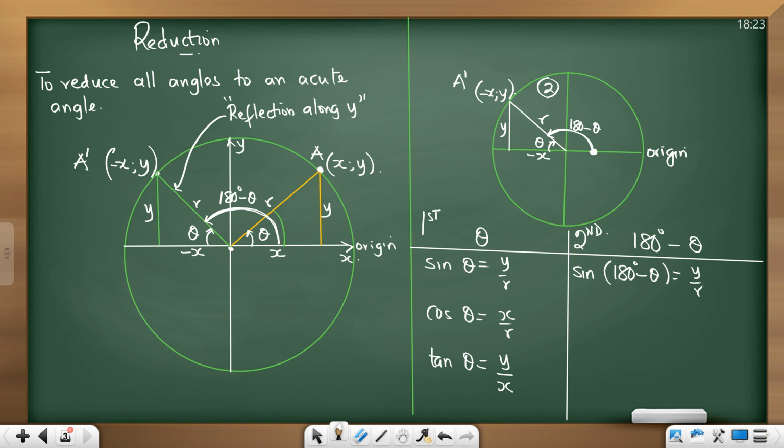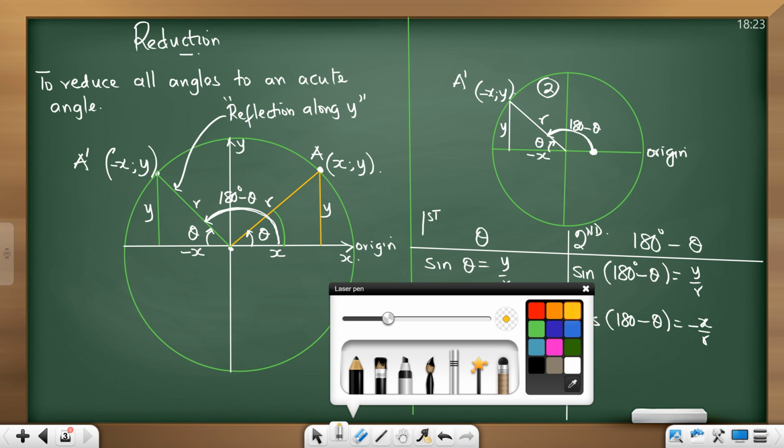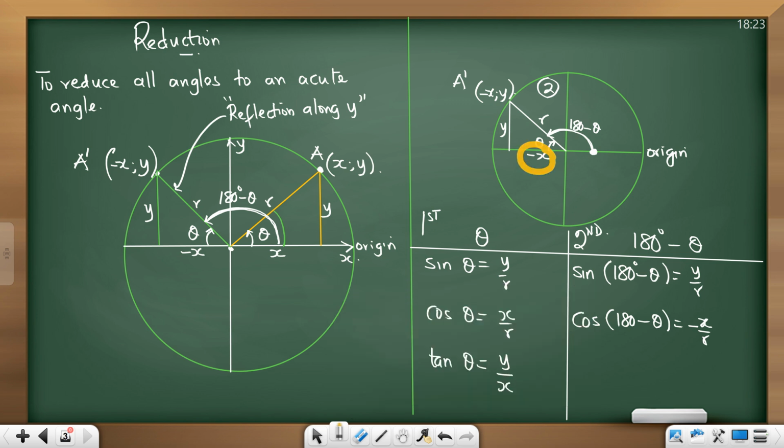Okay, something interesting here. What about cos 180 minus theta? It is x over r. But what is my x in the second quadrant? It's negative. Let me know if that makes sense. Sine theta is y over r, cos is x over r, but in the second quadrant my x is negative. So negative x over r.